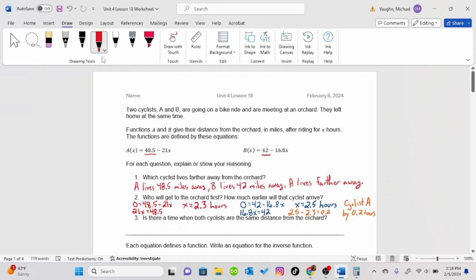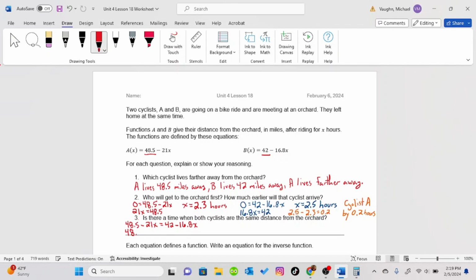Number 3. Is there a time when both cyclists are the same distance from the orchard? To find this out, we set the two functions equal to each other. So we have 48.5 minus 21x equals 42 minus 16.8x. I want positive x, so I'm going to add 21x to both sides.